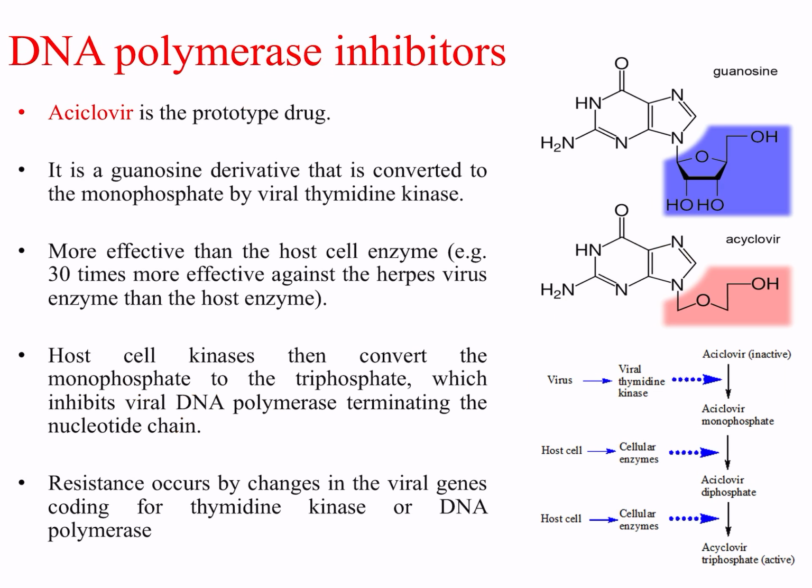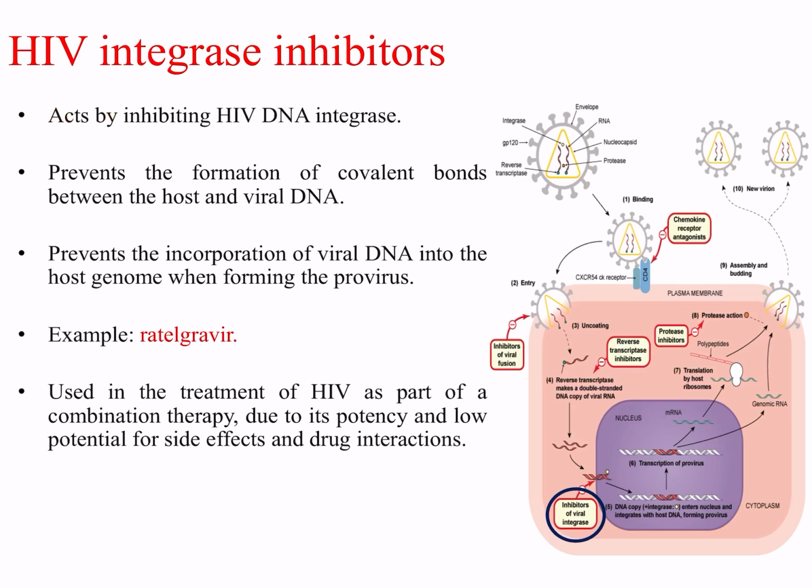Following the viral thymidine kinase action, host cell kinases then convert the monophosphate to the triphosphate form, which inhibits the viral DNA polymerase enzyme and terminates the nucleotide chain. Resistance occurs by changes in the viral genes coding for thymidine kinase or even DNA polymerase itself.